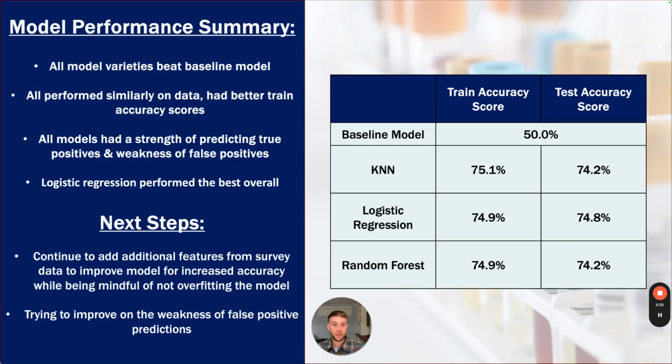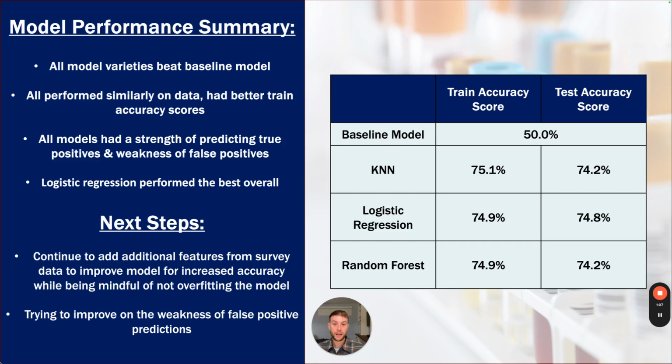They all perform similarly, with slightly better training accuracy scores than test accuracy scores. They all had the same strengths of accurately predicting true positives and a weakness of misclassifying true negatives as false positives. The logistic regression model performed the best overall with the smallest difference between the 2 accuracy scores and had the highest test accuracy score, showing that it predicted on new data the best, and this will also be used in the Make Your Own Predictions page on my Streamlit app, which I will be showing next after this slide.